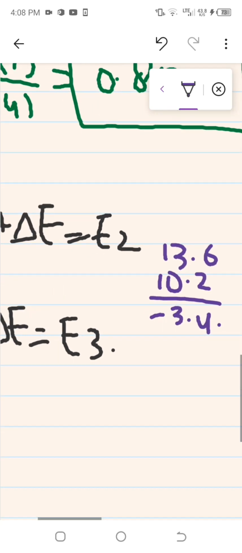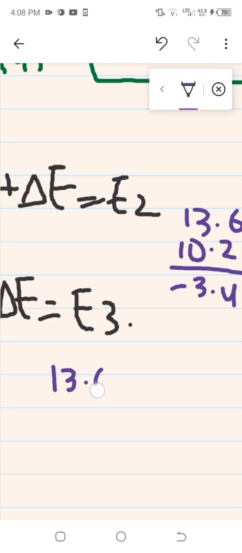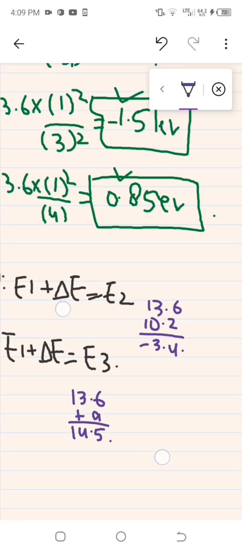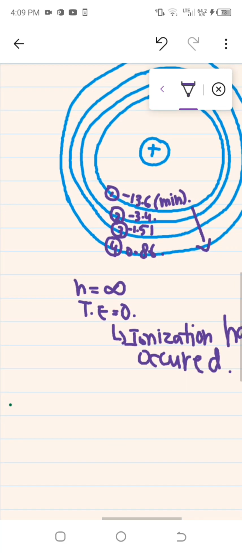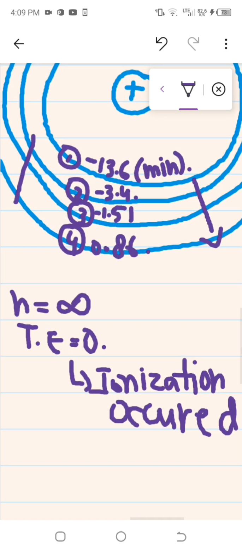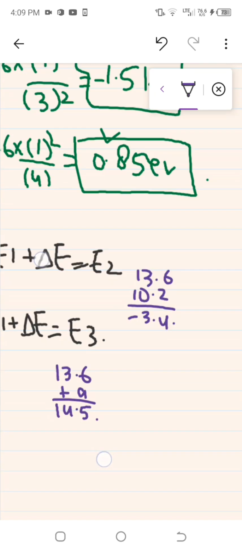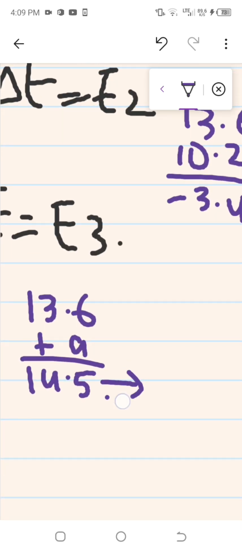For example, if I have minus 13.6 in the first shell and I add 9, it will be minus 4.6. You can see there is no such energy level among the shells. So this means electrons will be present only on the allowed energy levels, not in between the shells. So this won't be possible.